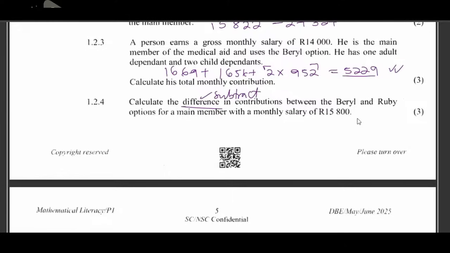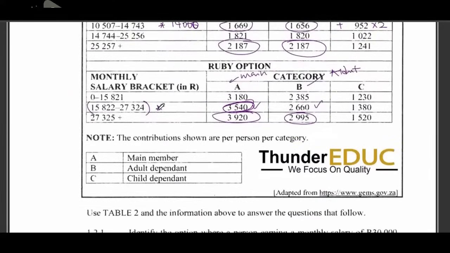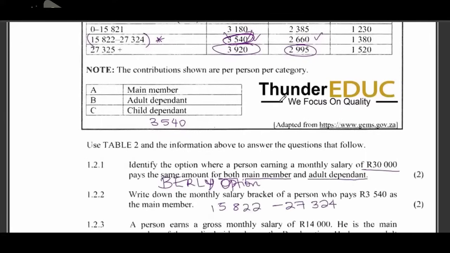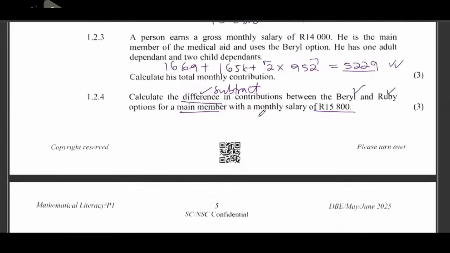What we are looking for is the difference between these two. If someone earns 15,800, what's their main member contribution? So we go to the table and we see, for Ruby, the person pays this much. So we shall write 3,440. Then for BLE, it's this much because it falls in this bracket, 1,821. What's the difference there?